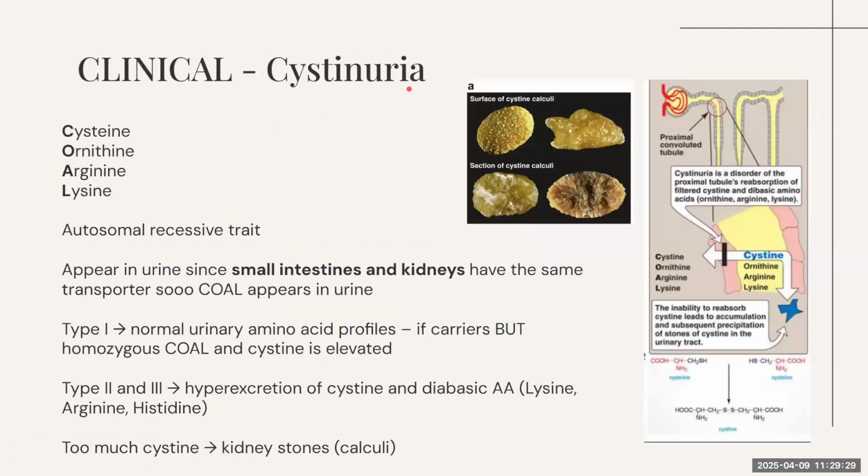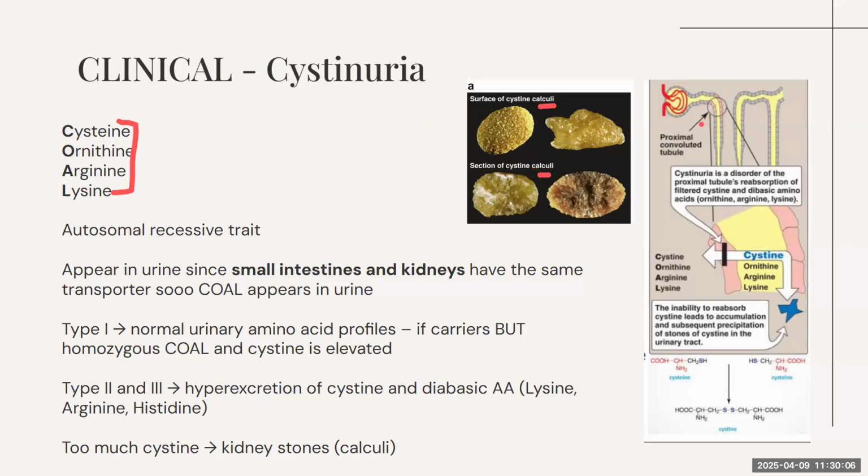Now, cystinuria. There is a defective transport channel that affects these amino acids. The abbreviation is COL or COLA. I prefer COL. Cystine, ornithine, arginine, and lysine are found in the urine, and that's bad. Why? Because it causes the formation of calculi. Calculi are basically kidney stones.